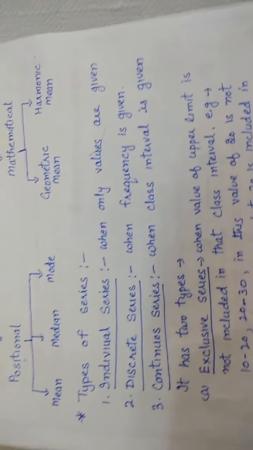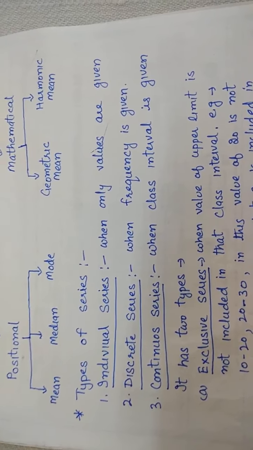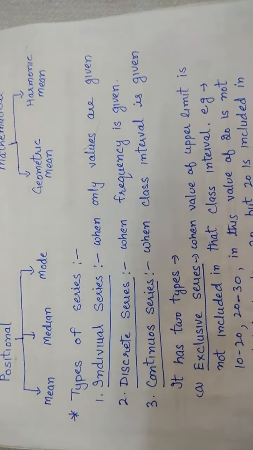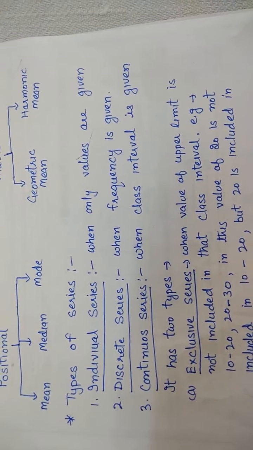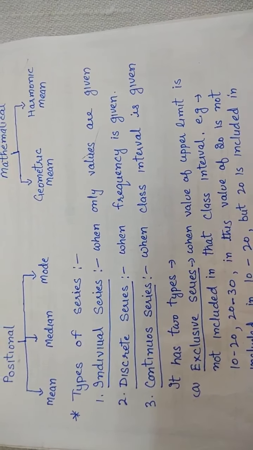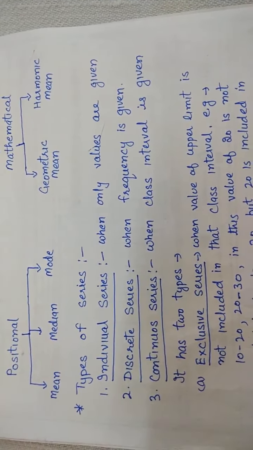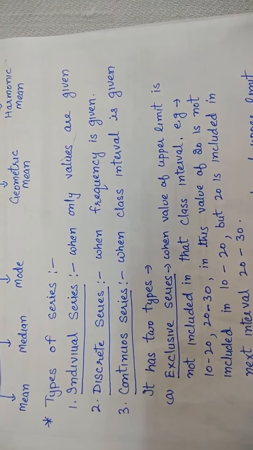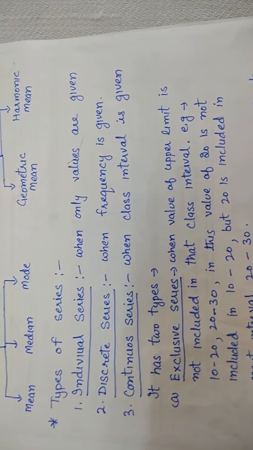First series is individual series, when only values or variables are given and we have to calculate mean, median and mode. Second is discrete series, when frequency is also given and we will calculate mean, median and mode with the help of variables and frequencies. Third is continuous series, when class interval and frequency are given.